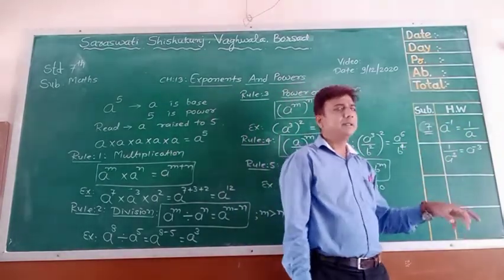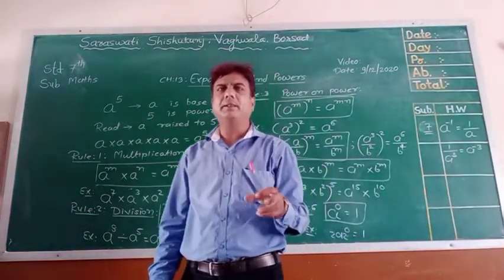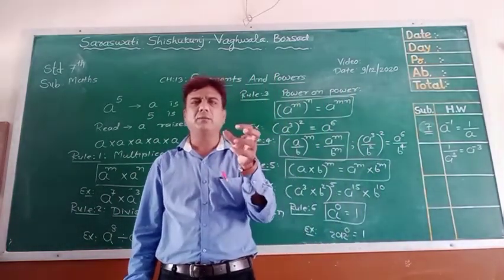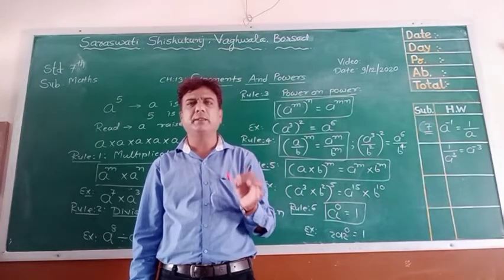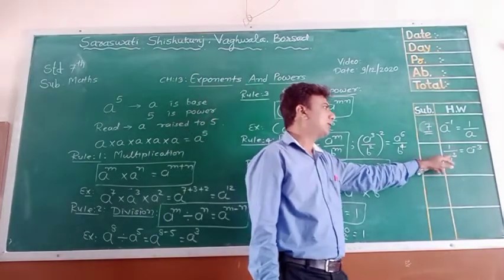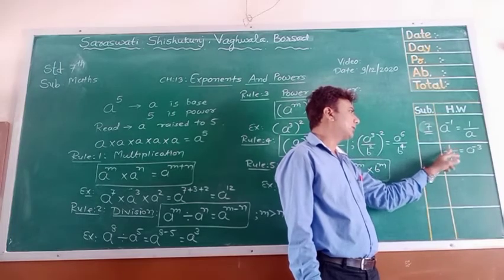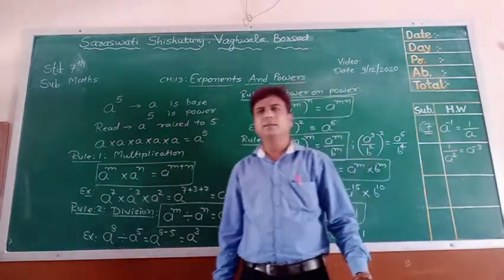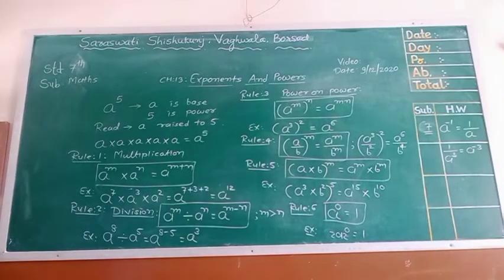And if a power is given in the denominator and we want to convert that denominator power into negative, simply we have to change its place. Numerator goes in denominator and denominator goes in numerator. So that power will be changed. A raised to 3, if we write this a raised to 3 in numerator, so this power will convert into negative. So these all rules are very important.